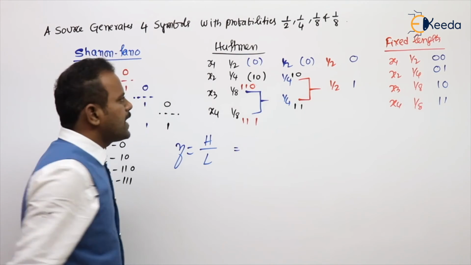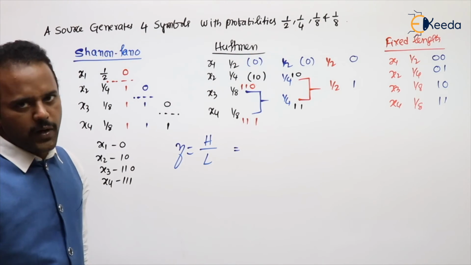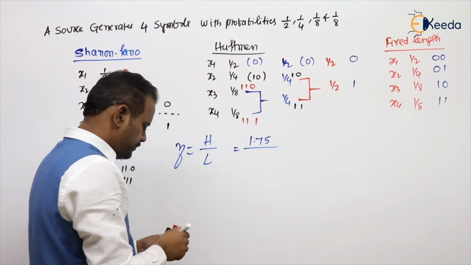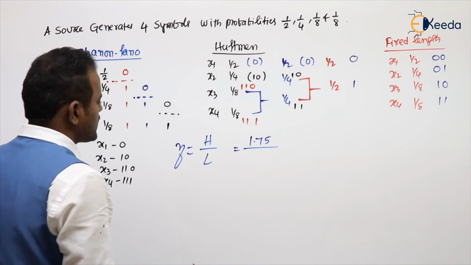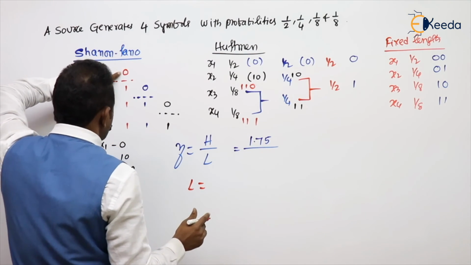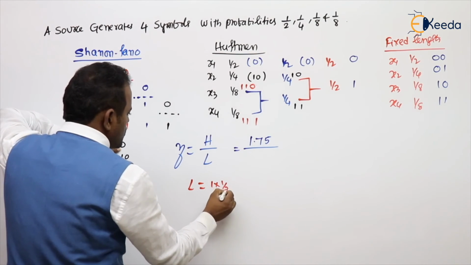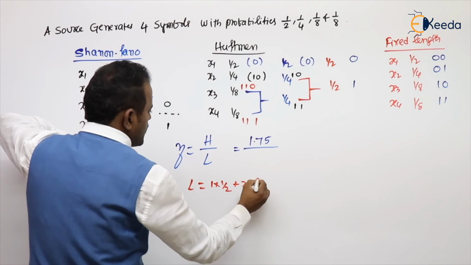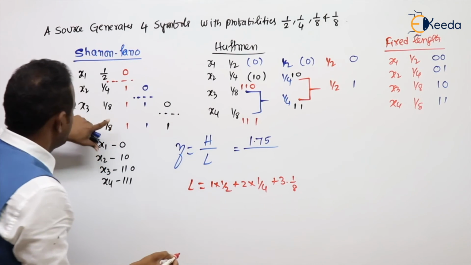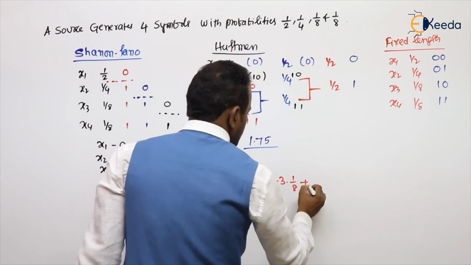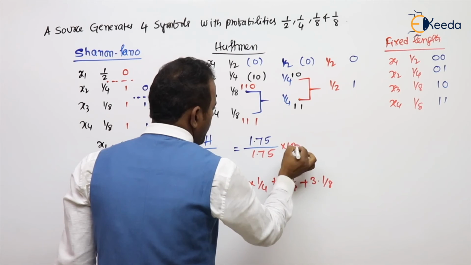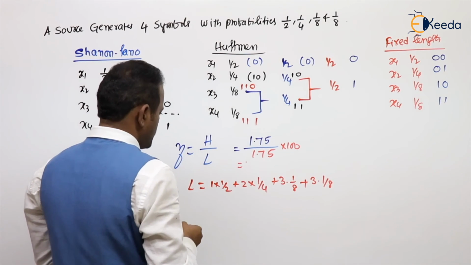What is the H value? We calculated it for the source several times: 3 by 4, or 1.75. What is the L value? L means average code length. L equals the summation of Ni into its probability. First, 1 bit into its probability. Next, 2 bits into its probability. Next, 3 bits into its probability, and the last also 3 bits into its probability. If we calculate here also, the same 1.75 will come. Then it will be 100%.